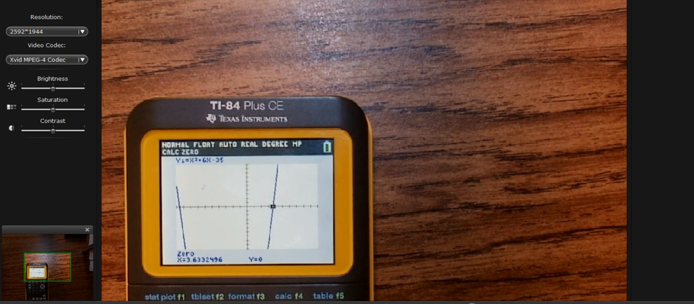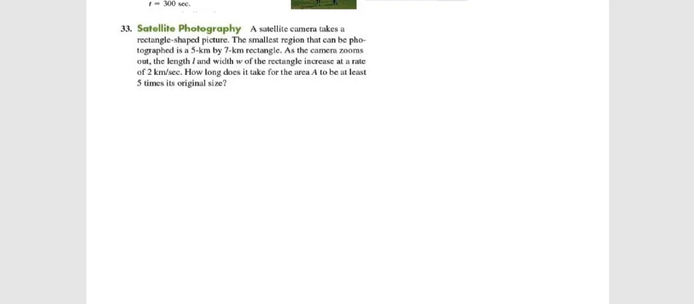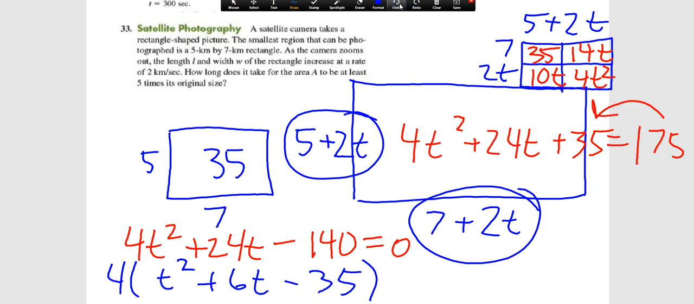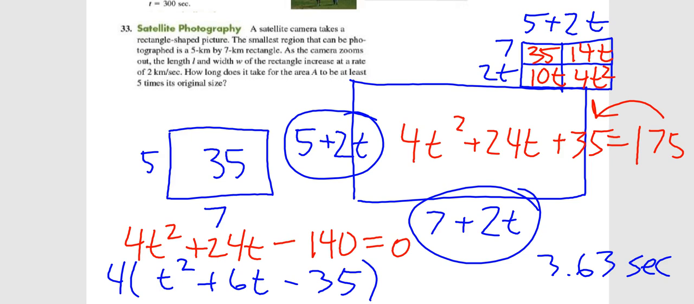Yes, you could use the quadratic formula to do the same thing. That's another way to handle it. So, what if I do undo? Yeah, okay. So 3.63 seconds. So, either graphing or using the quadratic formula.